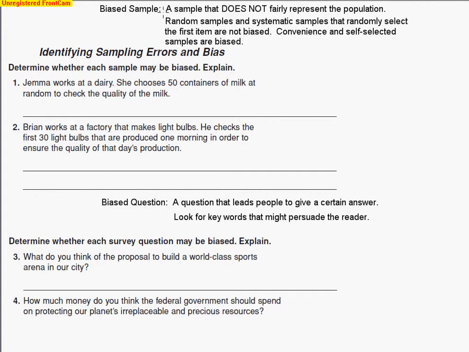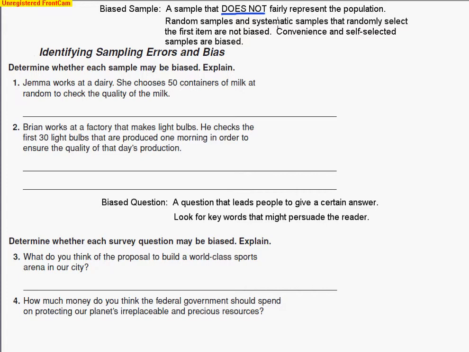First of all, biased sampling means a sample that does not, that's a key word there, does not fairly represent the population. Remember, the population is everybody that's worthy of this question. So, for instance, the population of El Dorado County is every single citizen in El Dorado County. Random samples and systematic samples that randomly select the first item are not biased. Convenience and self-selected samples are biased.